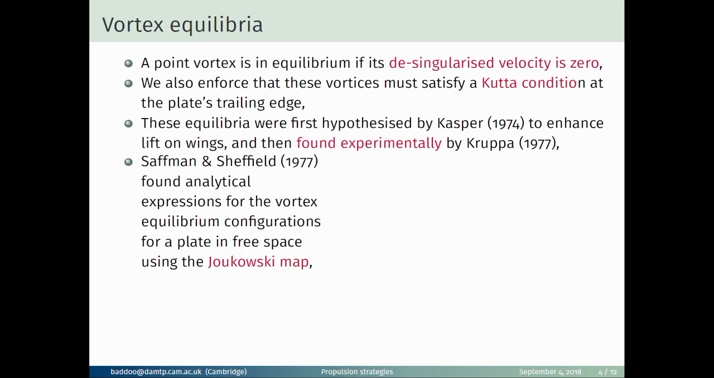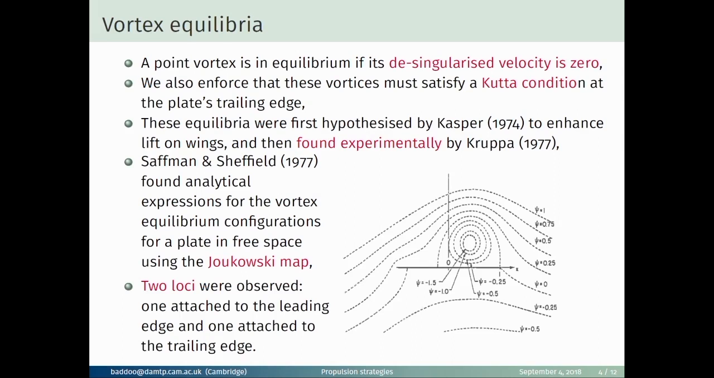And the map that we found is really an extension of this Joukowsky map. So you can imagine all the research that's been done using the Joukowsky map. There's some stuff outside, for example, can now be considered for a flat plate next to a ground plane as well. So it's potentially a very useful map. And anyway, what Saffman and Sheffield discovered was that there were two loci of vortex equilibrium positions, one connected to the leading edge of the plate and one connected to the trailing edge. And these are some of the streamlines of an equilibrium at the trailing edge.